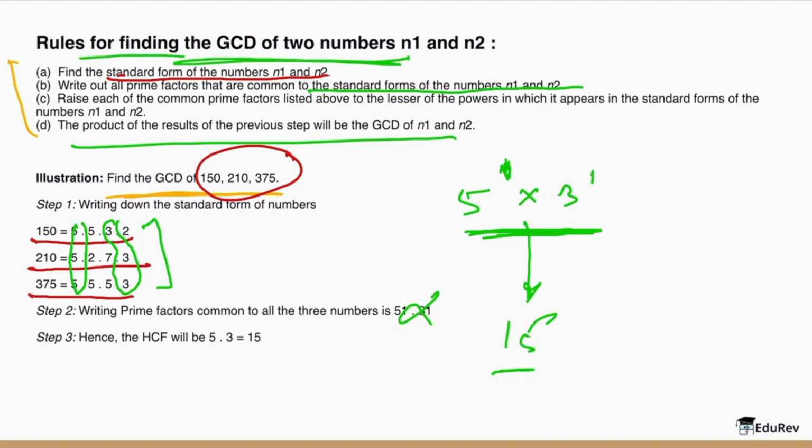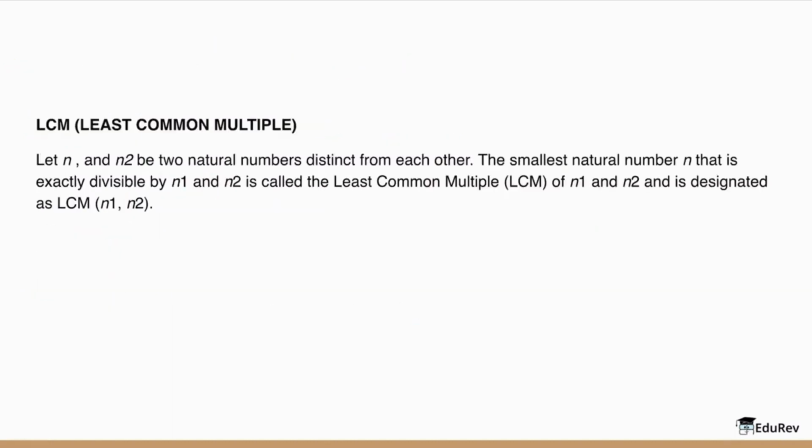So let's see what is LCM, that is, least common multiple. We have done the highest common one; let's do the least one as well. So what is the least common multiple? Let's suppose n1 and n2 are two natural numbers. The smallest natural number n that is exactly divisible by both n1 and n2 is the least common multiple of n1 and n2, and is designated as this. Simple.